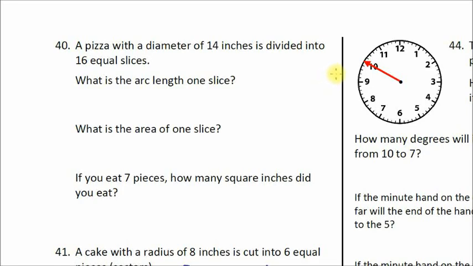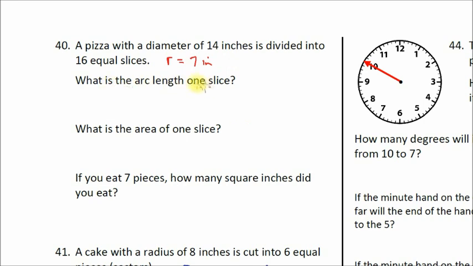We're starting with question number 40 on the Review 2 worksheet. A pizza with a diameter of 14 inches is divided into 16 equal slices. So we're cutting up a pizza. First thing I want to recognize is they gave us a diameter. I'm going to find the radius. So the radius is 14 divided by 2. The radius is half of the diameter, and it's 7 inches.